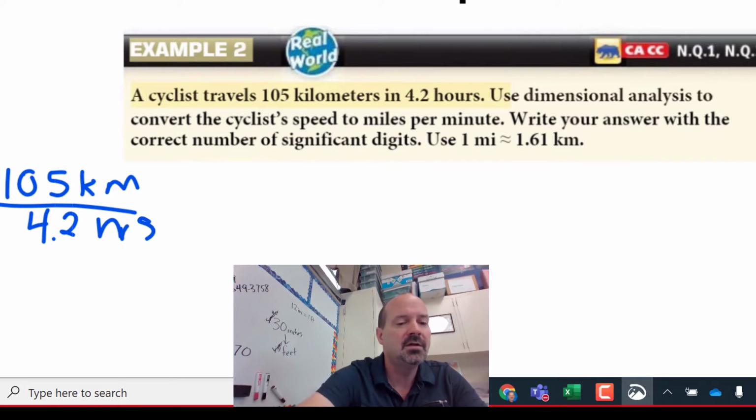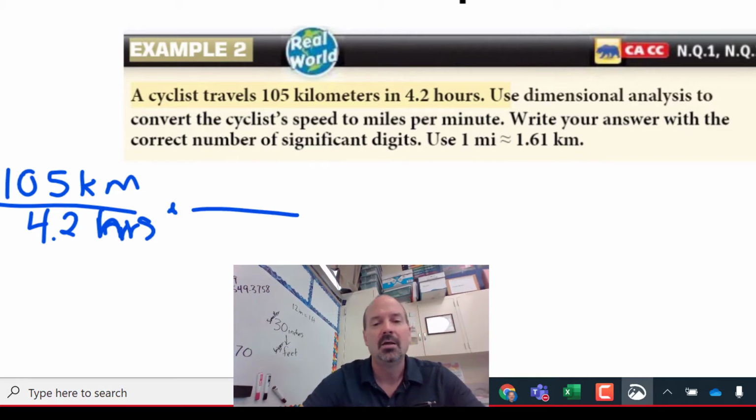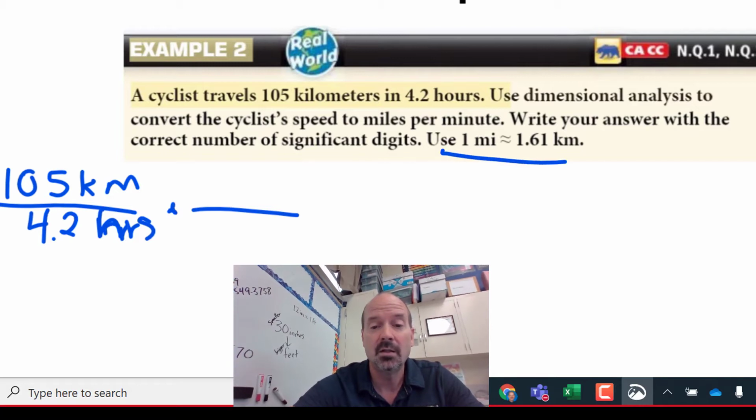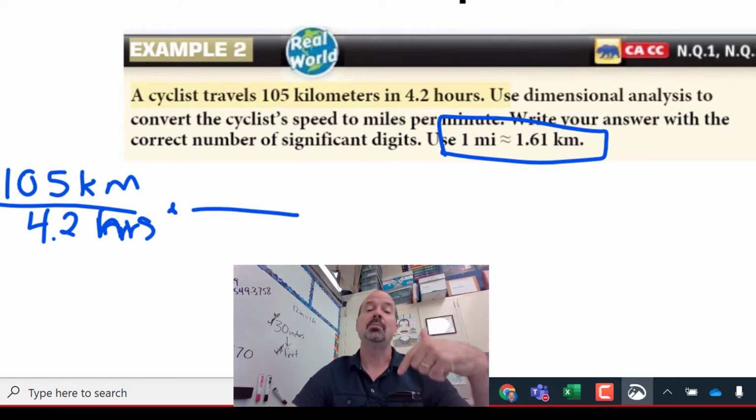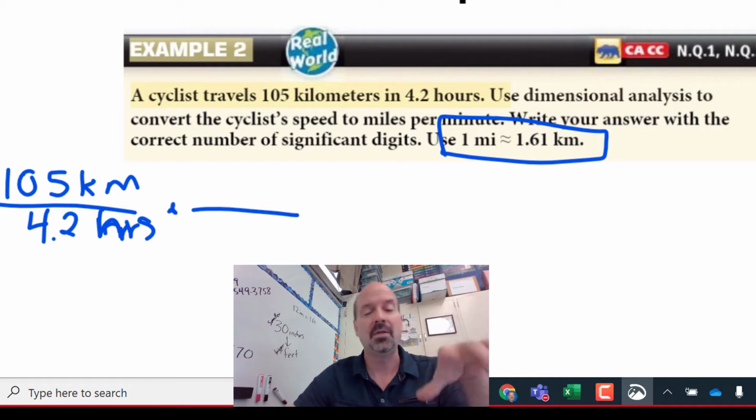And I'm using conversion factors. I'm using ratios. So I'm going to multiply by another fraction. And I'm getting rid of kilometers, so I need a ratio. Here's one. They gave it to me in the problem. 1 mile is the same as 1.61 kilometers. The question is, does the 1 mile go up top, or does the 1 mile go on the bottom? And does the 1.61 kilometers go on top or on the bottom?